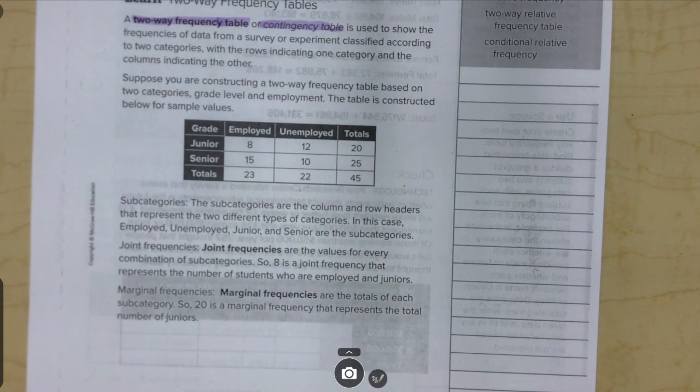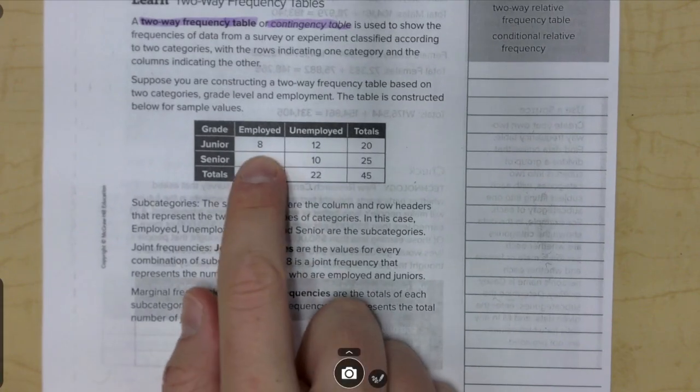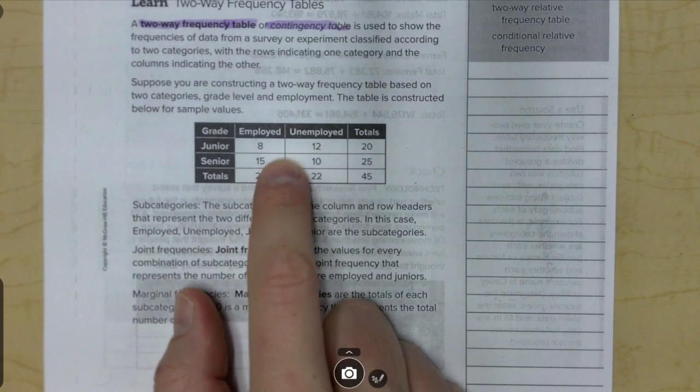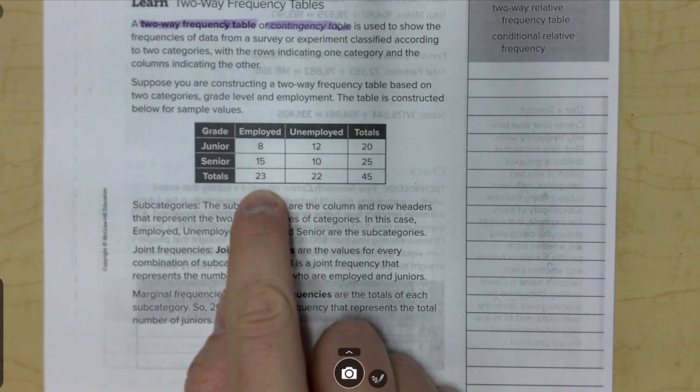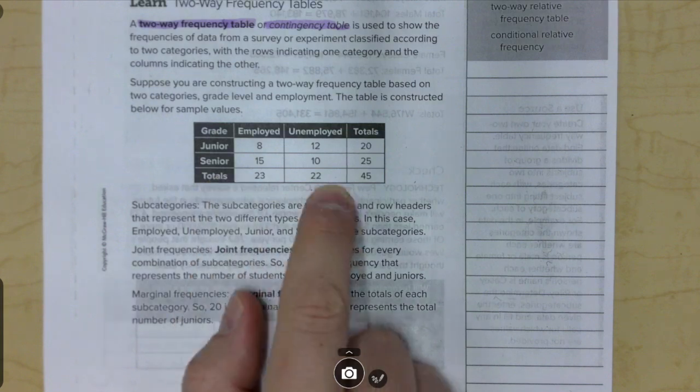Subcategories. The subcategories are the column and row headers that represent two different types of categories. In this case, employed and unemployed are being compared to junior and senior. So we can check out employed juniors, employed seniors, or people employed overall. Junior to senior comparisons.